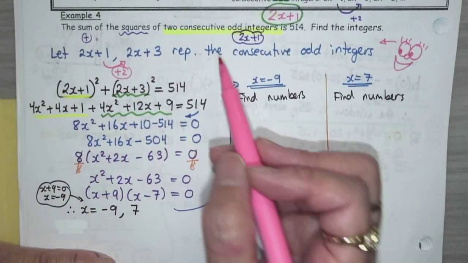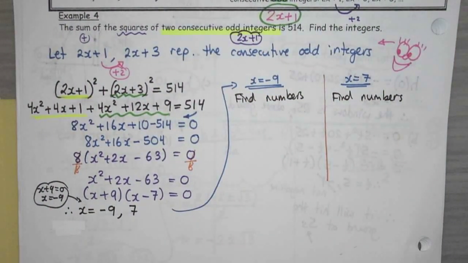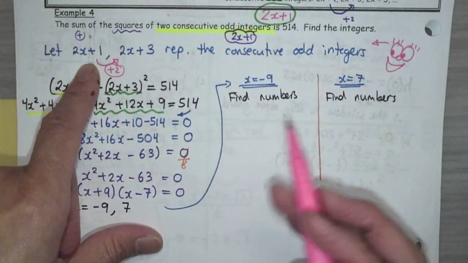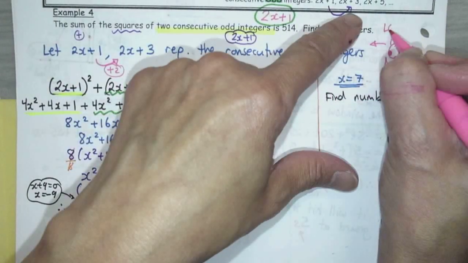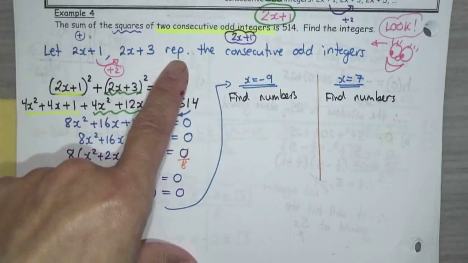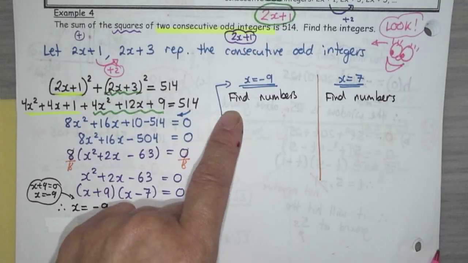You said it, and then sometimes you go, the numbers are negative 9 and 7. No, they're not. You said these are my consecutive odd numbers. Look at what you wrote. So please look at what you wrote. You said those are my consecutive. So I need you to go back and find these.